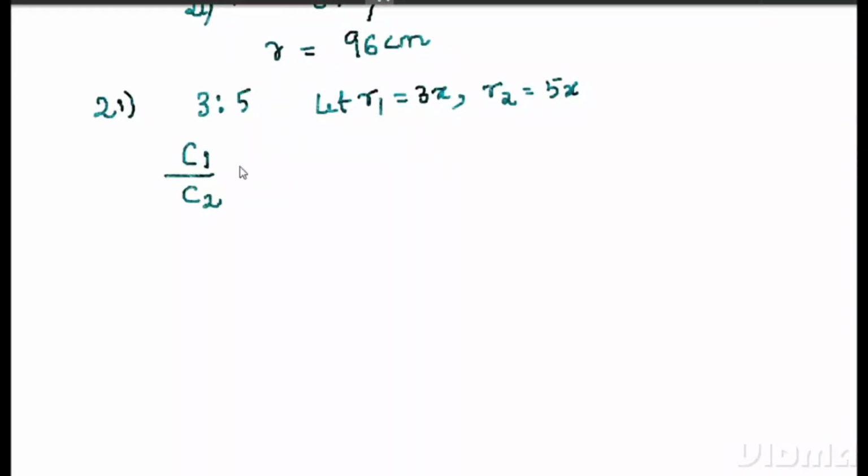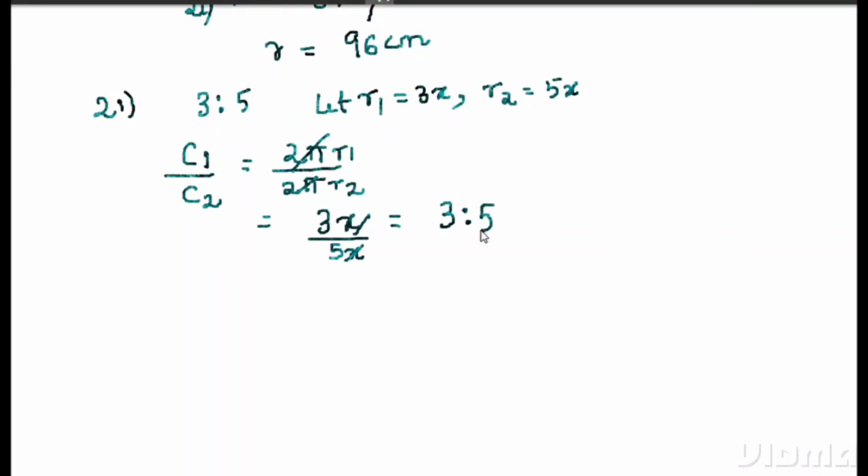So C1 is 2 pi R1 and C2 is 2 pi R2. So 2 pi gets cancelled. R1 is 3x, R2 is 5x, so x gets cancelled. So the ratio is 3:5. That means both the ratios are equal. Why? Because 2 pi gets cancelled.